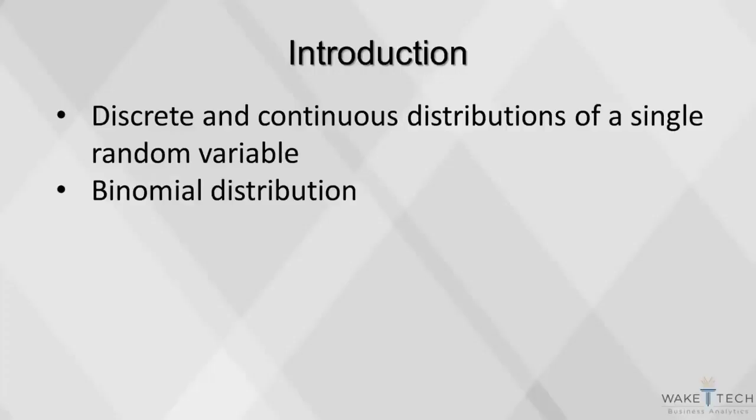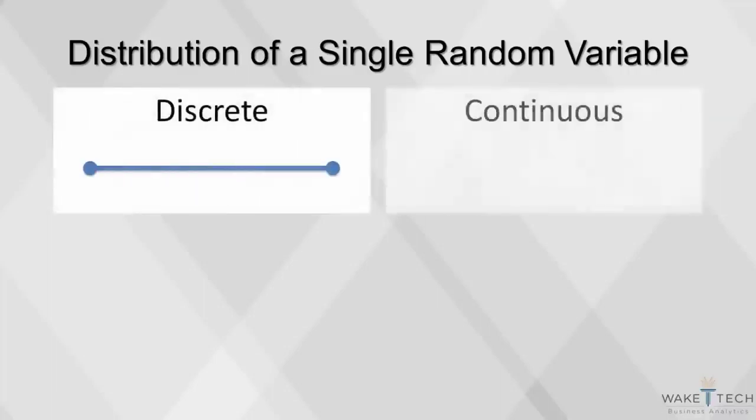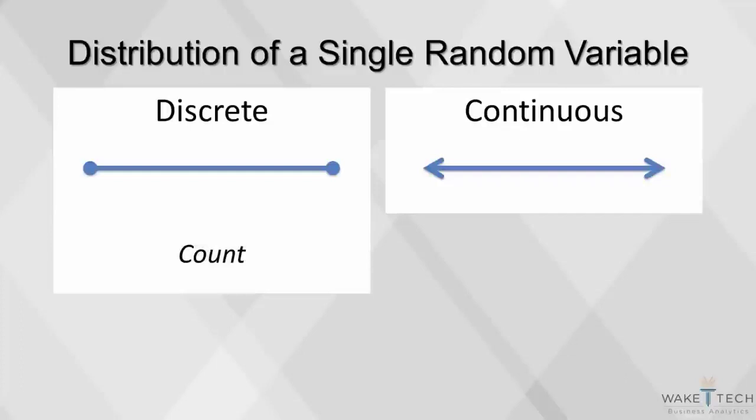This video will cover binomial distributions, which are a type of discrete distribution. We will first compare discrete and continuous distributions of a single random variable, and then we'll look at the binomial distribution specifically. There are two types of random variables, discrete and continuous. A discrete random variable has only a finite number of possible values, whereas a continuous random variable has a continuum of possible values. Usually a discrete distribution results from a count, whereas a continuous distribution results from a measurement.